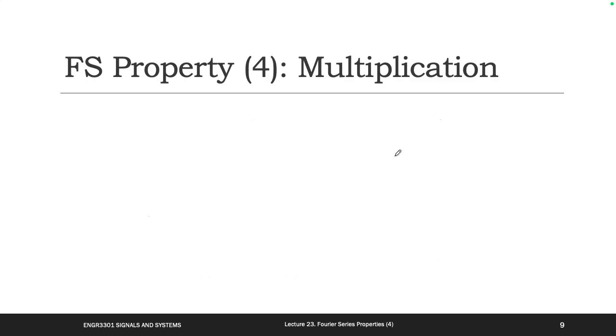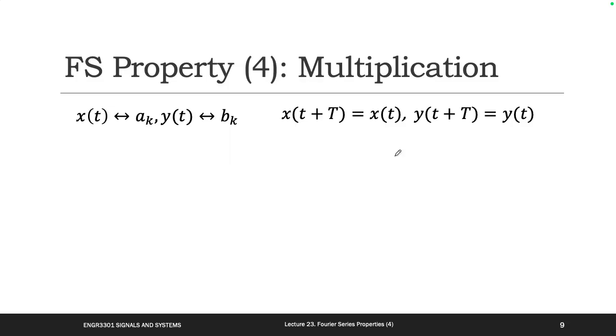Yeah, which means multiplication, am I right? If you have two different periodic signals, x(t) and y(t), with FS coefficients a_k and b_k, then you can easily get the FS coefficient for x(t) multiplied by y(t). You can use this equation to get the new FS coefficient.